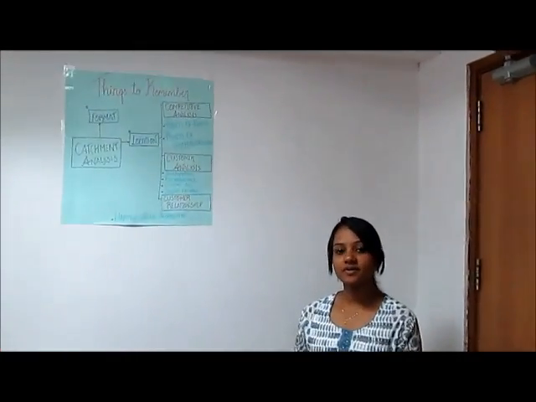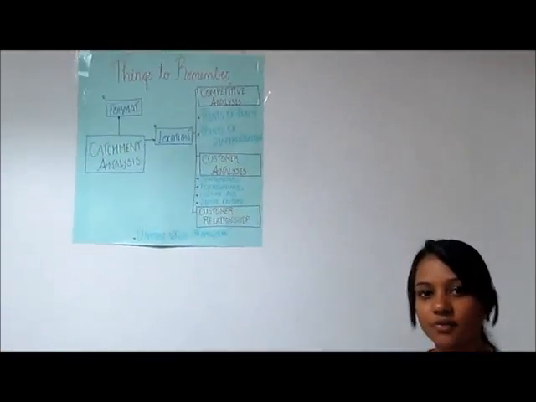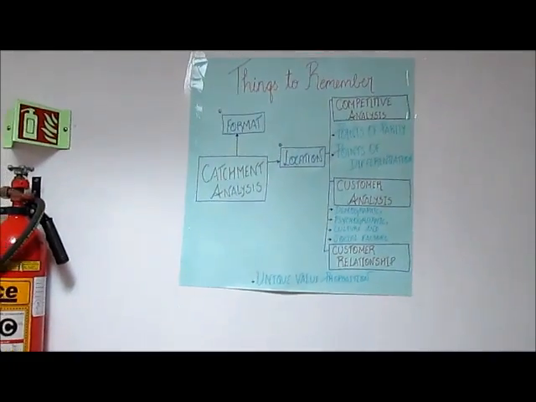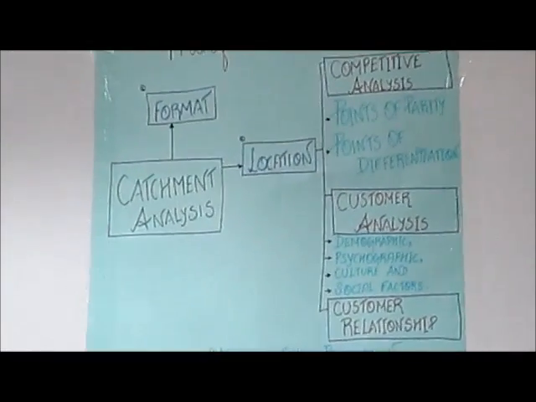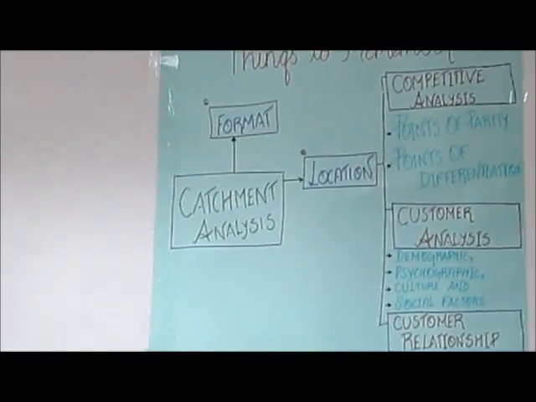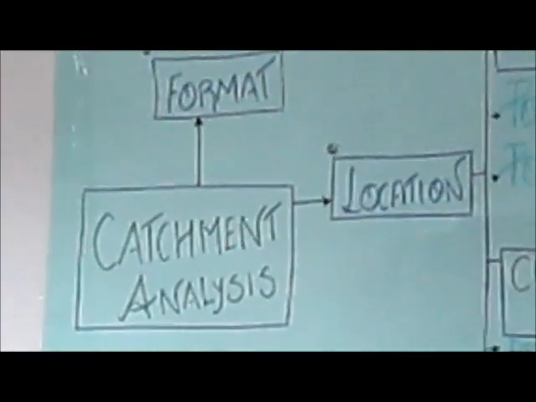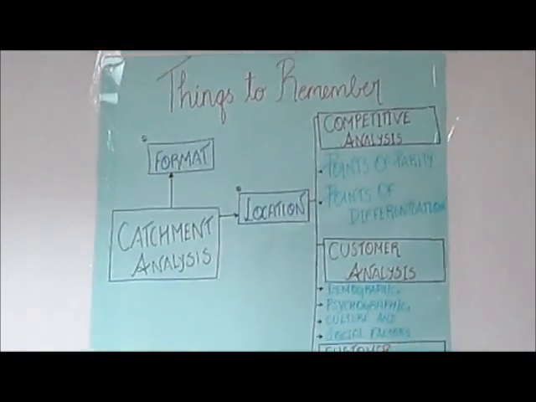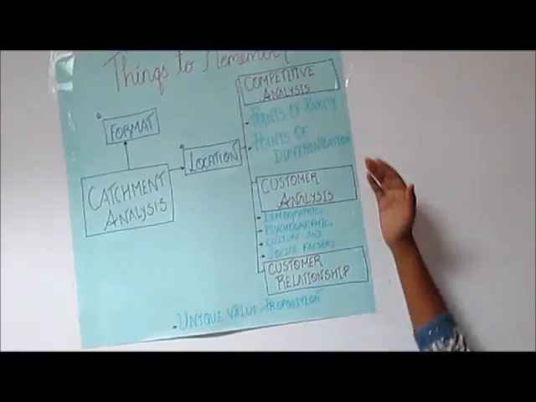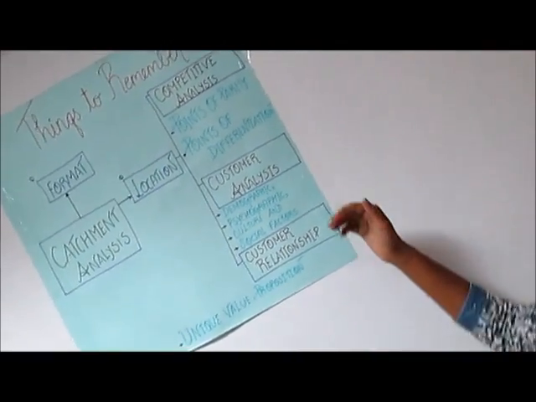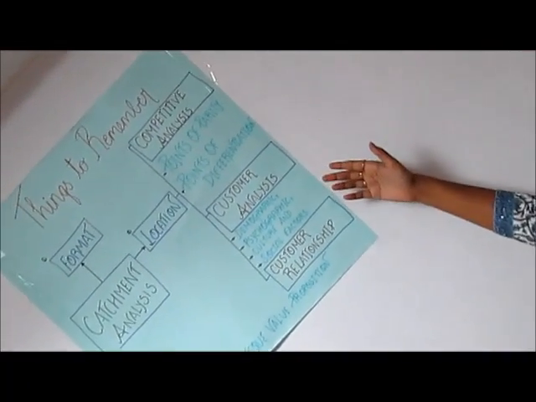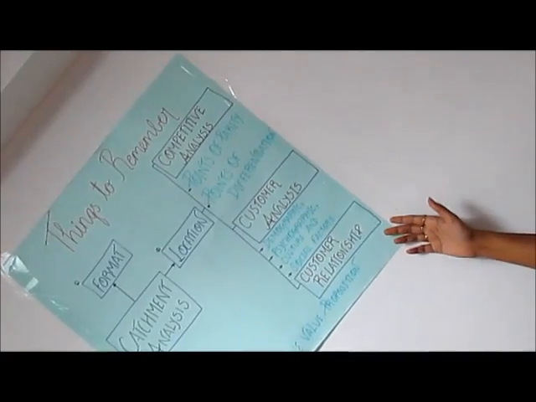In our class, we had a discussion as to which is important in setting up a store, and finally we came to the conclusion. The first step will be the catchment analysis. The catchment analysis primarily involves the format of the store, and next goes with the location. And the location comprises the three C's: the first one is the competitive analysis, the second is customer analysis, and the third one is the customer relationship.